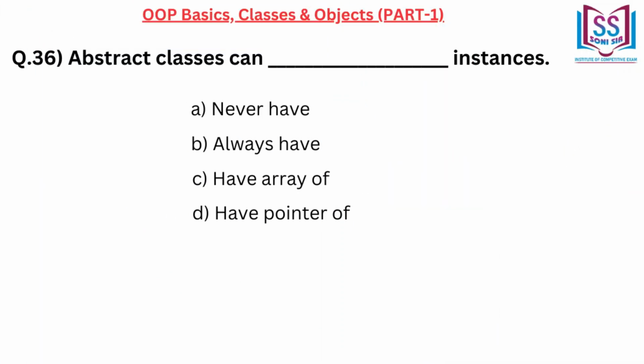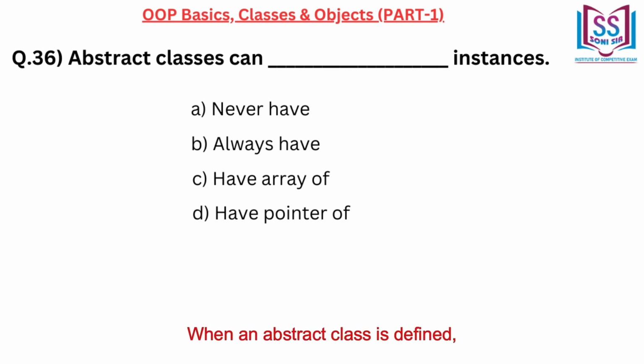Abstract classes can dash instances. A. Never have. B. Always have. C. Have array of. D. Have pointer of. Correct answer, A.